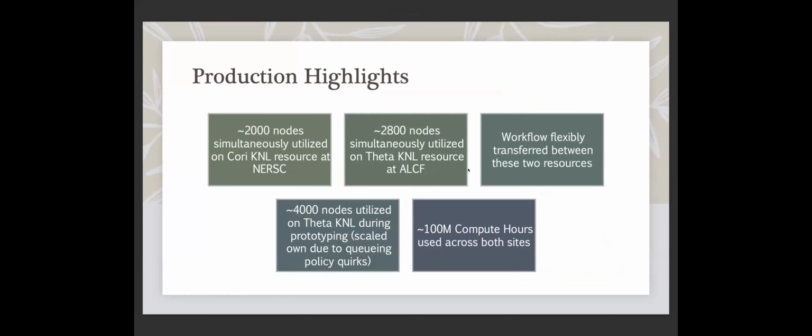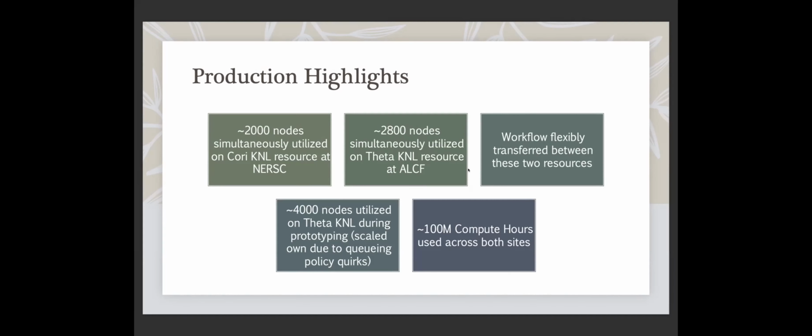So, just quick production highlights. We were able to use 2,000 nodes simultaneously for this at Cori using KNL nodes, 2,800 nodes on Theta. And the workflow is configured so that essentially we just have a few Python switches that we change, and it allows it to work quickly on either resource. We do still need to move around all the files. It's not perfectly cloud friendly, but we were able to make it so that things like, do we use Singularity or Shifter, is essentially just a wrapper we change.